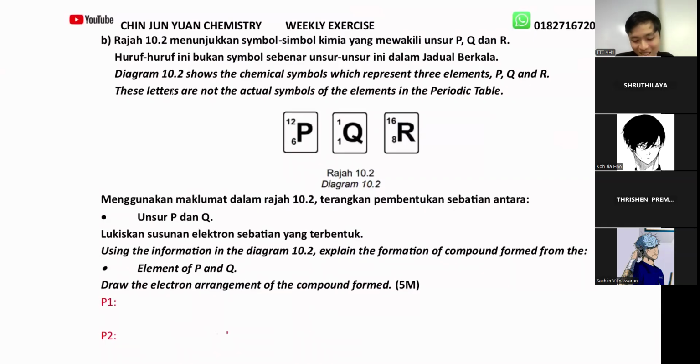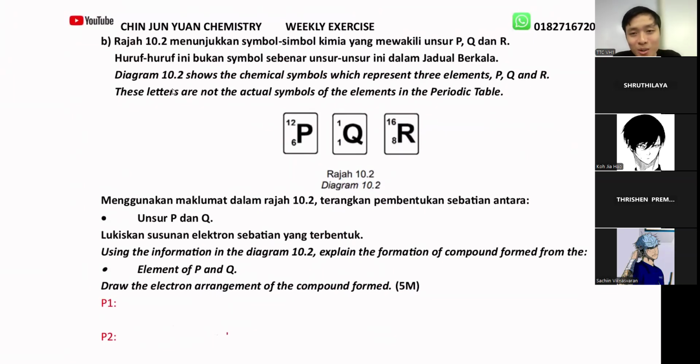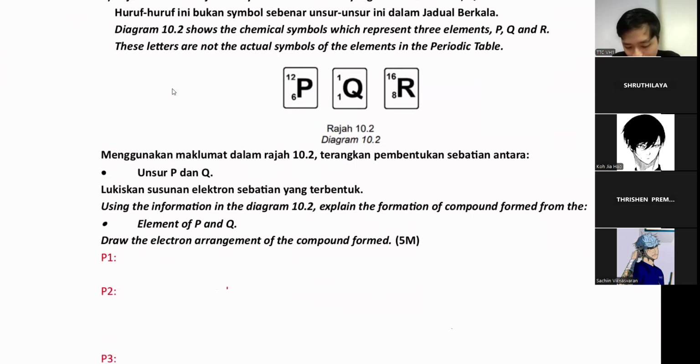So diagram 10.2 shows the chemical symbols which represent 3 elements P, Q, R. These letters are not actual symbols of the elements in the periodic table. They ask for the compound between the element P and Q: draw the electron arrangement, and explain the formation. The point is they ask you to explain the formation between P and Q and draw the electron arrangement of this compound. Now P and Q.